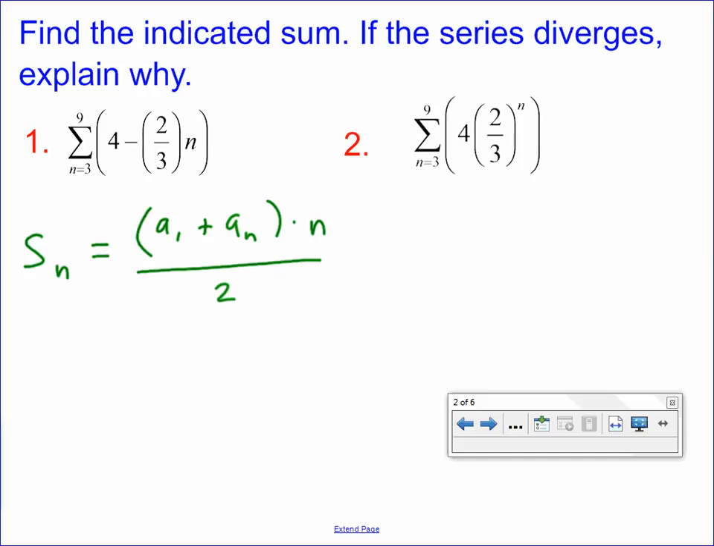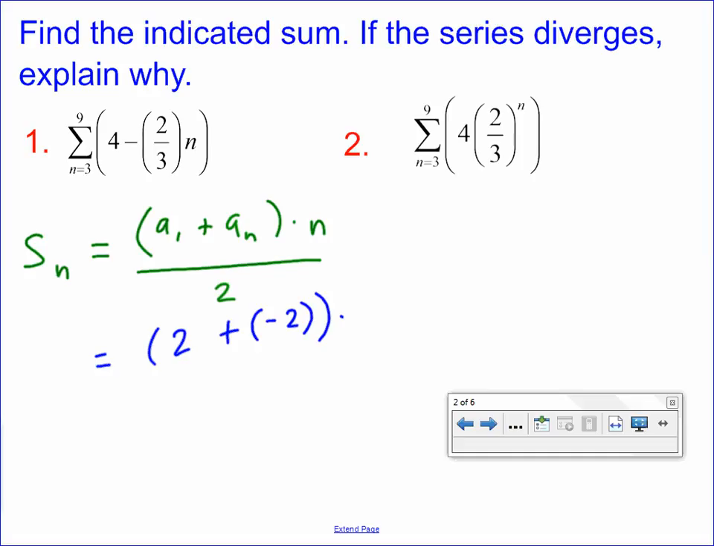Okay, so let's go ahead and plug in our first term. When n equals 3, the value of my first term is 4 minus 2/3 times 3. So that looks like 4 minus 2. So my first term a sub 1 is 2. Plus my nth term, in this case the 9th term. a sub 9 is 4 minus 2/3 times 9, which is 4 minus 6, and that is negative 2.